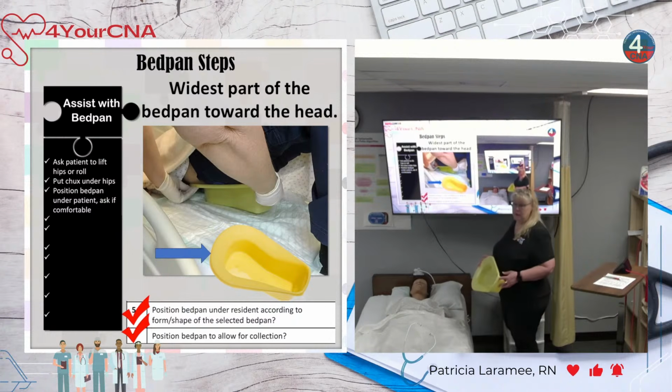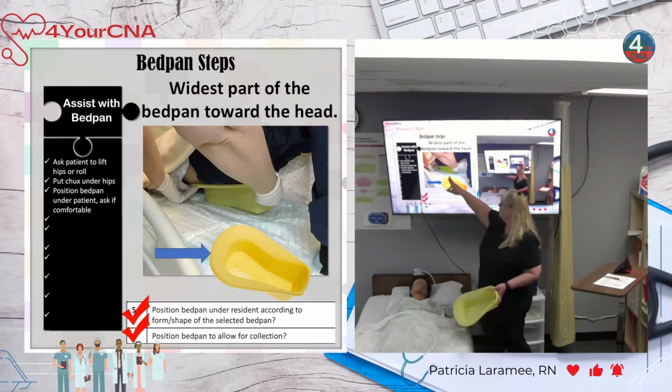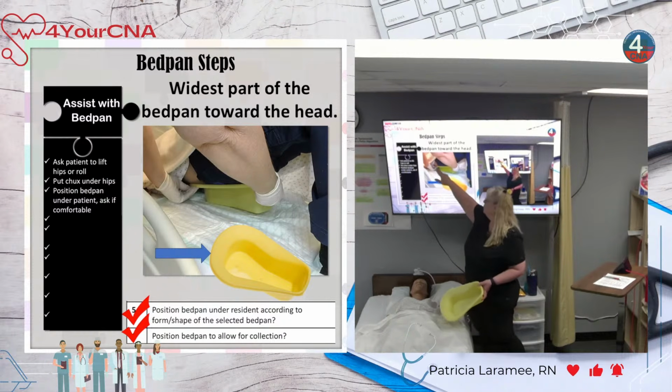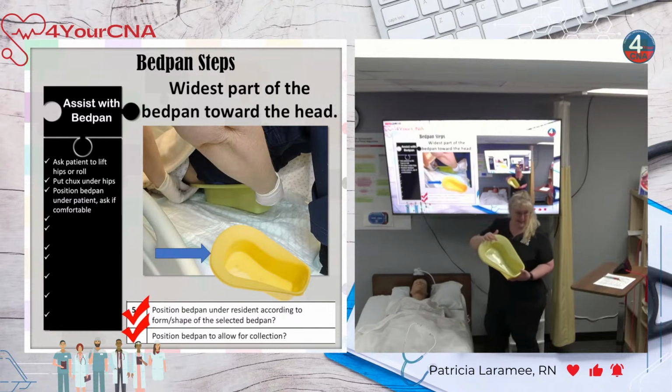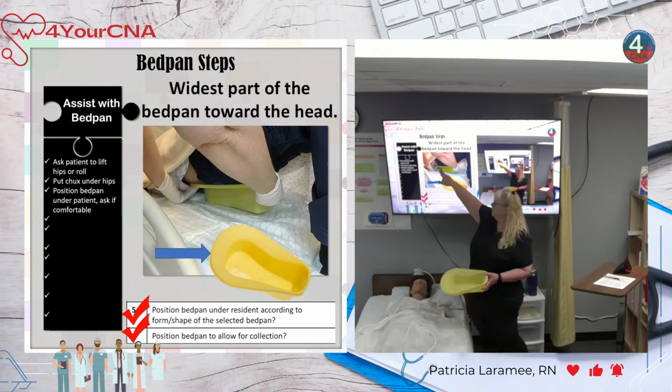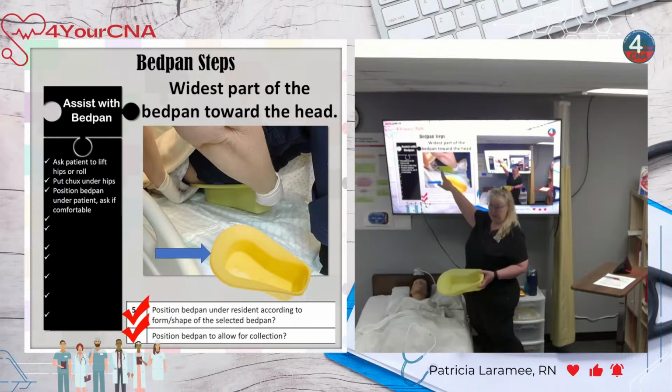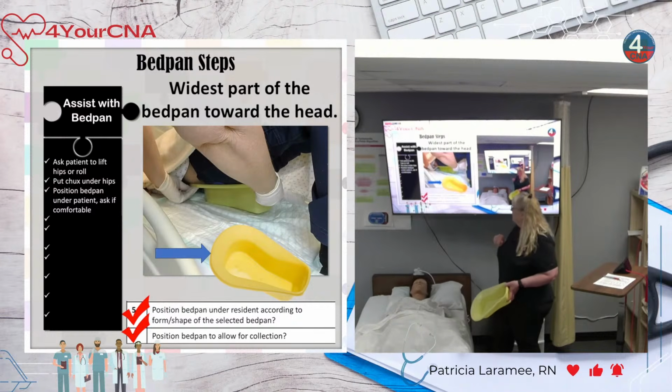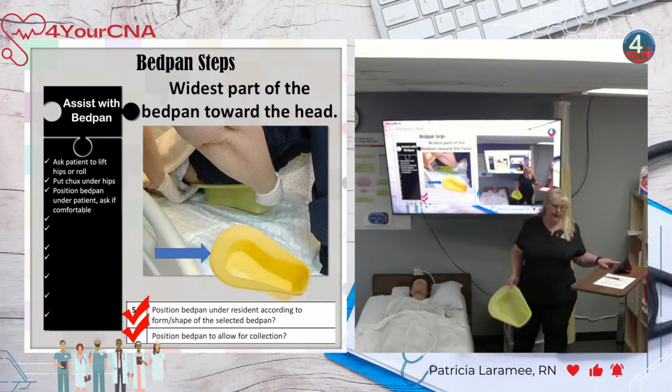Good? Questions? Okay, so we want to make sure when we're putting this bedpan under the patient, we're putting the correct side of the bedpan, correct end, in the correct place. So the wider part of the bedpan goes under the widest part of the patient. And you want to make sure that it's on a barrier of some kind.